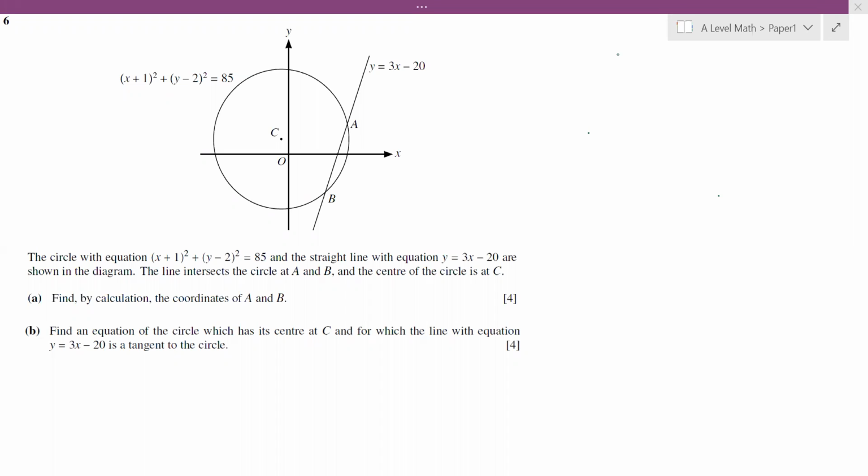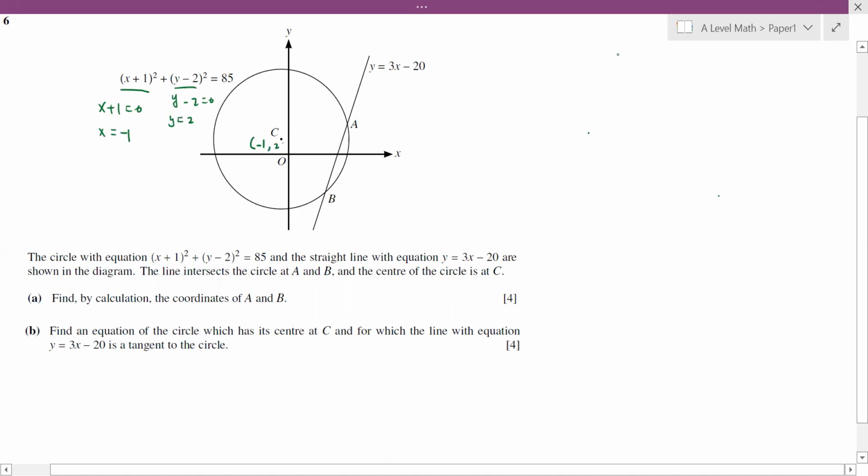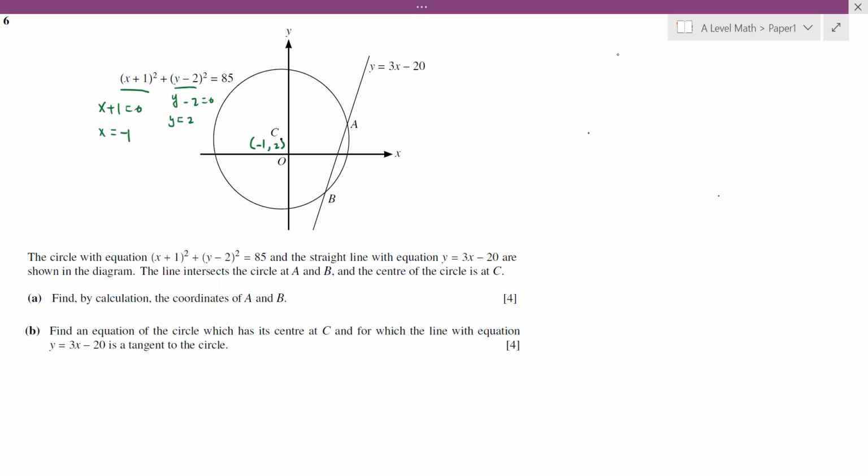From this equation, if you set x + 1 to 0, we have x = −1. And if you set y − 2 to 0, you have y = 2. Then the center of the circle has coordinates (−1, 2). That is what we know so far.